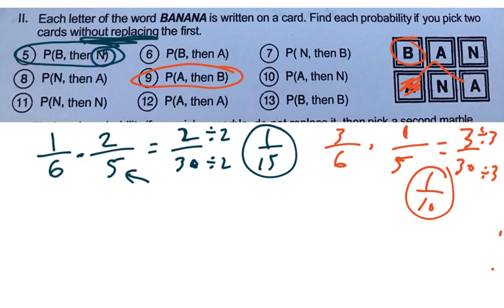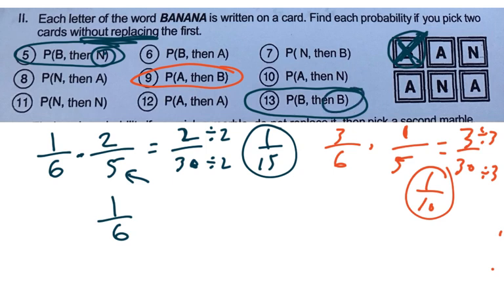Let's do one more here, guys. Now pay attention, because I want to make sure you understand this one. Here we go. Let's do this problem. What's the chance of getting a B then a second B? Okay, so we're going to pick the first B. We got a 1 out of 6 chance. But remember, that card is now gone.